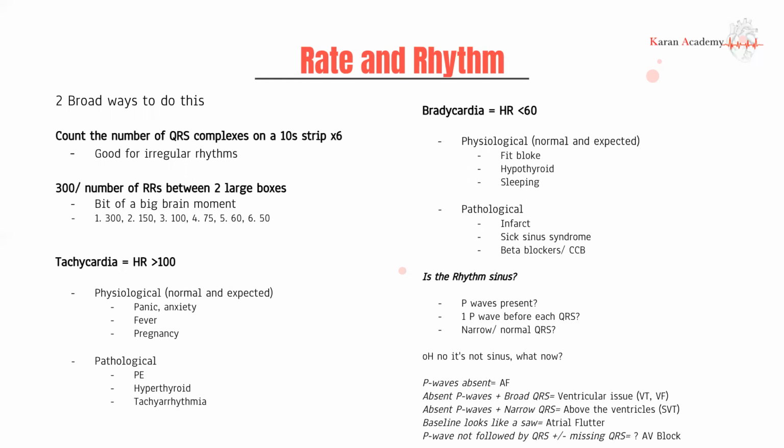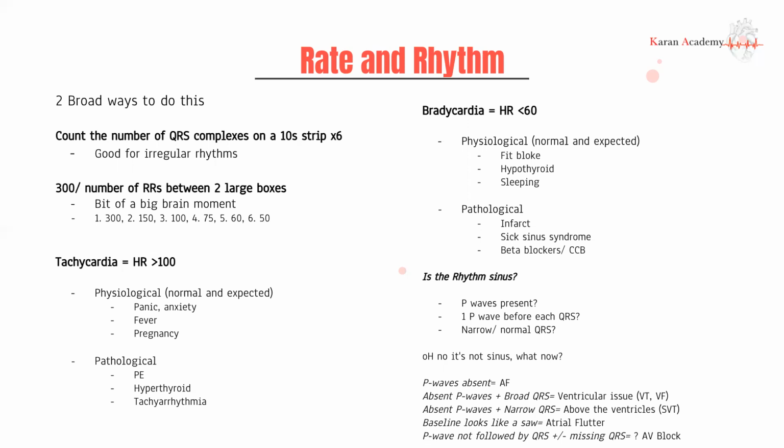You need to ask yourself, are there P waves present? And are they present consistently? Is there one P wave before each QRS complex? Is there a QRS complex after each P wave? And are the QRS complexes normal? If the answer to any of those questions is no, then this is not sinus rhythm. Just know that. So don't be quick to call something sinus.